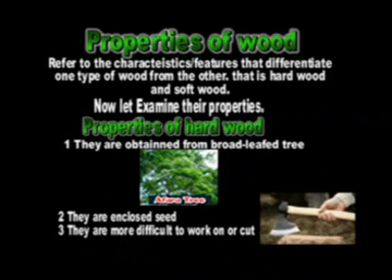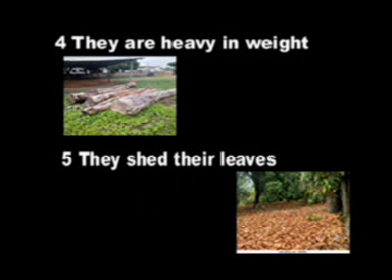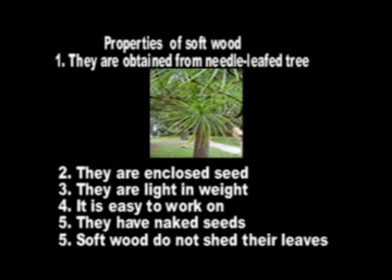Properties of wood. Properties of wood refer to the characteristics or features that differentiate one type of wood from the other, that is, hardwood and softwood. Now, let's examine their properties. Properties of hardwood: they are obtained from broad-leaved trees. They have enclosed seeds. They are more difficult to work on or cut. They are heavy in weight. They shed their leaves.